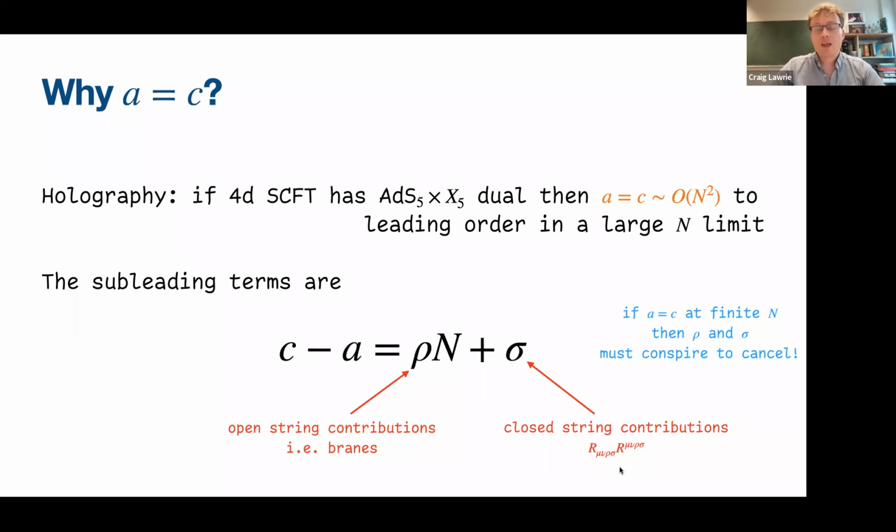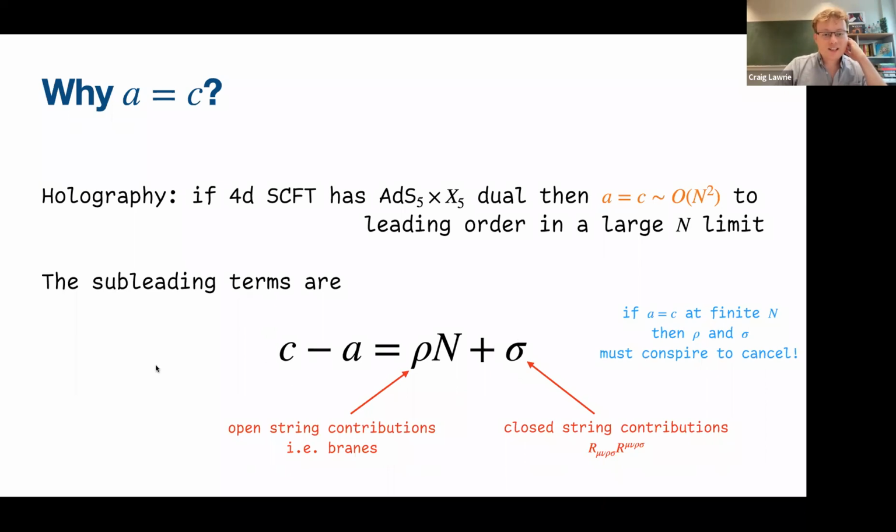So if you have two theories with identical central charges, and you want this to happen for all values of n, then it must be such that these coefficients rho and these coefficients sigma conspire in some clever way to cancel. And usually when you see a clever cancellation happening, that indicates that there's something special going on in the physics. So that's something that I will talk about a bit later, but that I think is certainly interesting to understand.